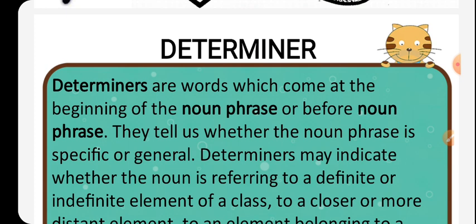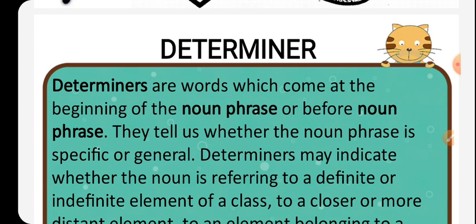Determiners are words which come at the beginning of the noun phrase or before the noun phrase. Means if there is a noun in the sentence, a determiner will come before it. For example, let's see a boy. In a boy, there is boy. Boy is a common noun, and then we have a. So a is the determiner.